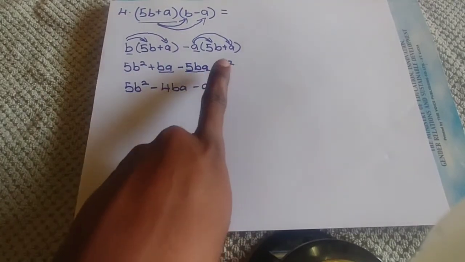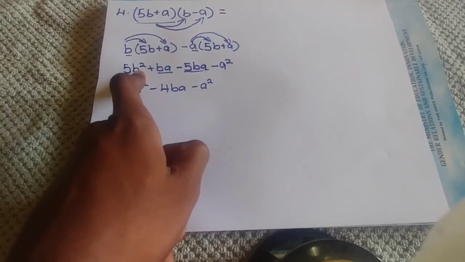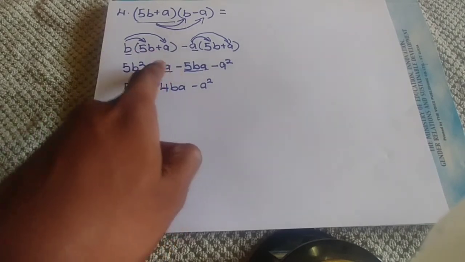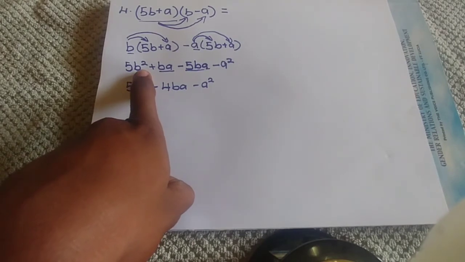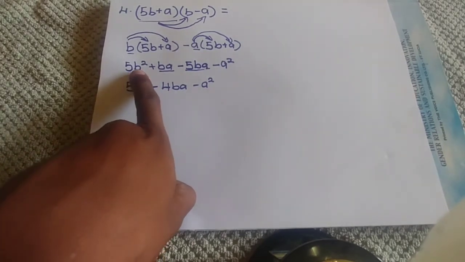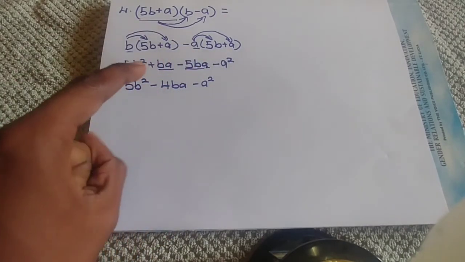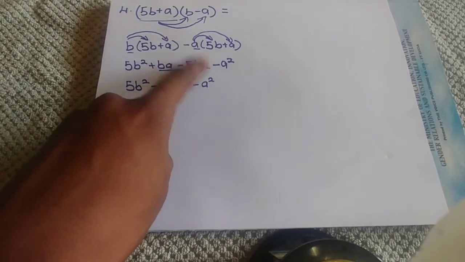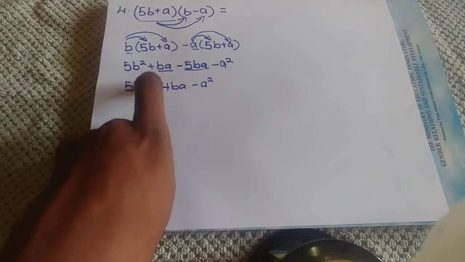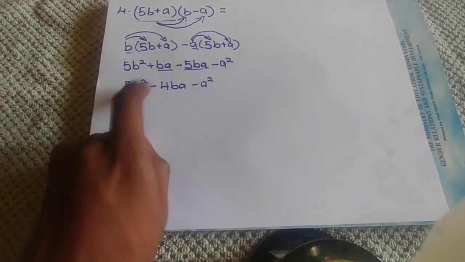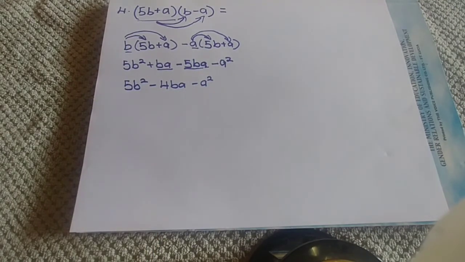These two are not like terms because this is a and this is b. Two different variables. Neither is this and this because this contains a and this doesn't contain a. Also this contains a square, this doesn't contain square. So these are unlike terms. But these two are like terms because both of them contain ba. So it's ba minus 5ba, that's basically 1 minus 5, which is negative 4ba. That's 5b squared minus 4ba minus a squared.